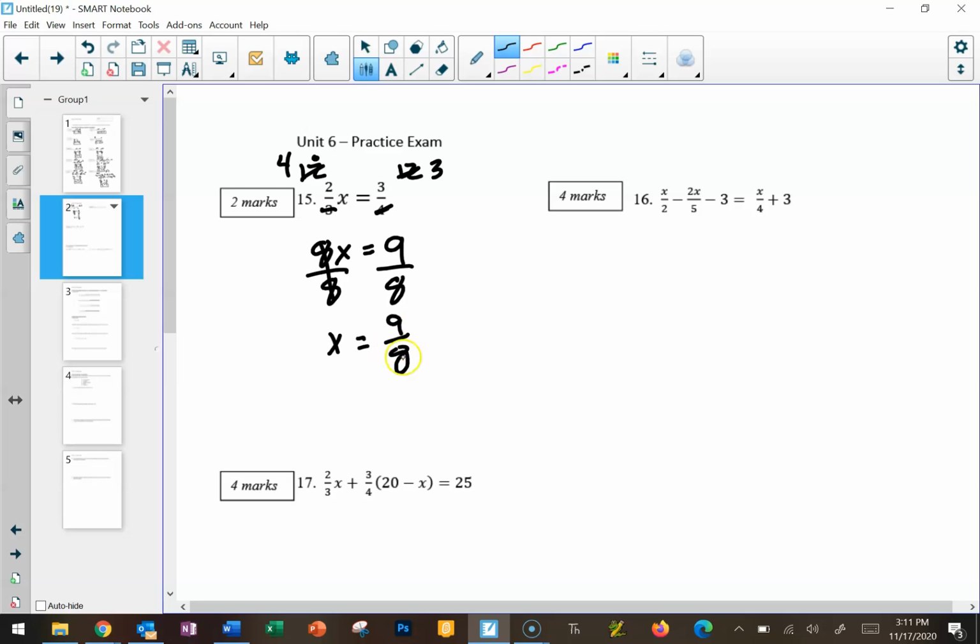And then we never leave it as an improper fraction. So that should be written as, how many times does 8 fit into 9? It fits in 1 time. And then what's left over? 1 over 8.